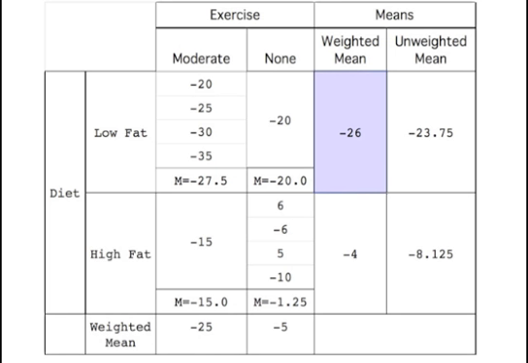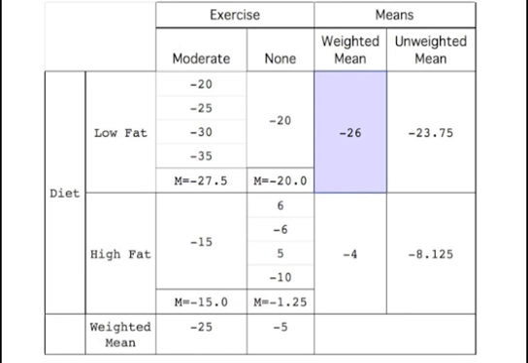The weighted mean for low-fat is computed as the mean of the low-fat, moderate exercise condition and the low-fat, no-exercise mean, weighted in accordance with sample size. To compute a weighted mean, you multiply each mean by its sample size, sum the results, and divide the sum by n, the total number of observations.